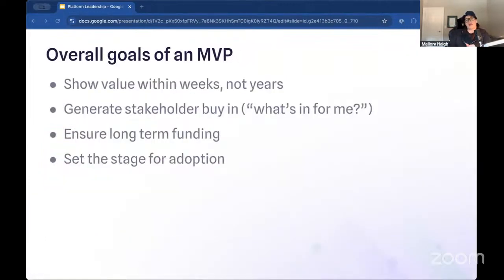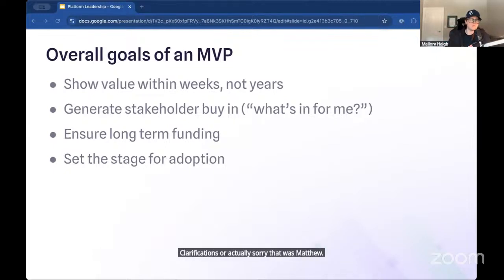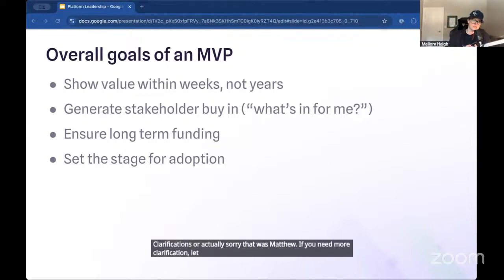So when we look at the overall goals of the MVP, hopefully, Barry, that answered your question. Feel free to ask more clarifications, or actually, sorry, that was Matthew. If you need more clarification, let me know. But I think it comes back to these overall goals.